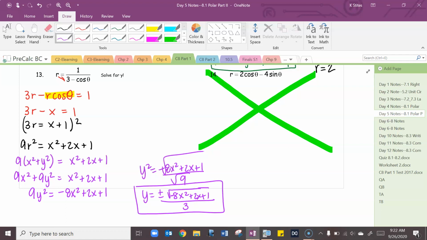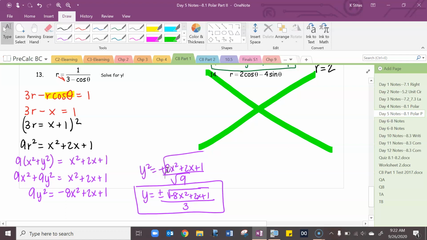That's how you convert between polar and rectangular. And in our next lesson, we'll start talking about how to graph these things, which will be very exciting.